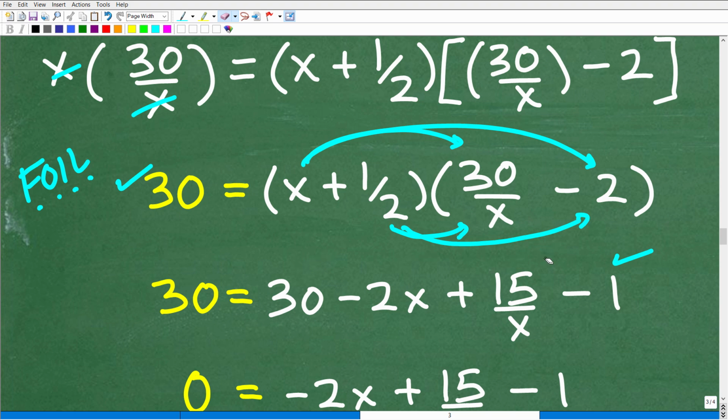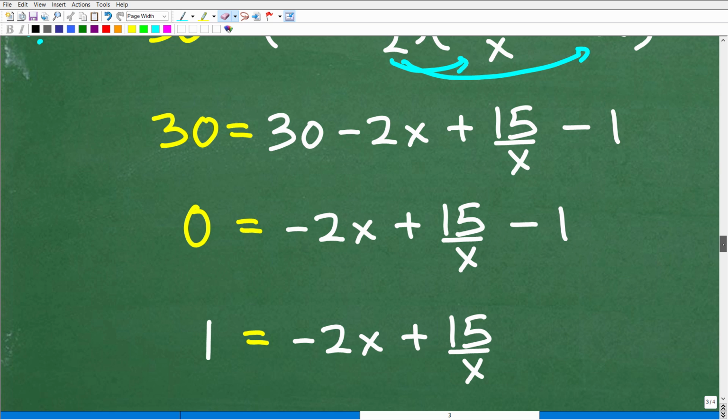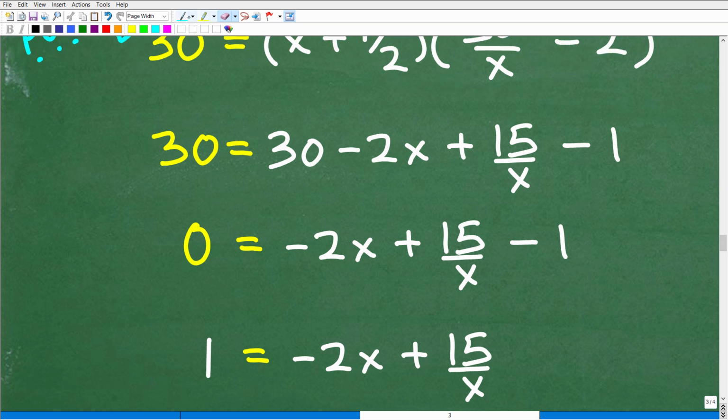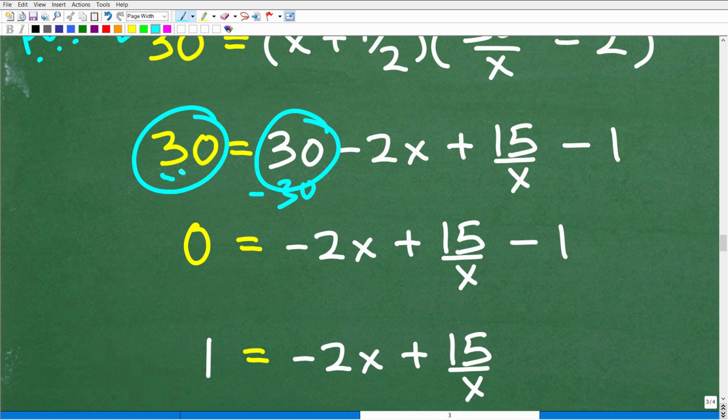So are you with me? Good. I hope you are. And if you're understanding these steps, that's outstanding. Let's go ahead and keep trucking. Okay, so now what are we going to do? Well, we're going to start cleaning this formula up, but you can just see here, we got a 30 here and a 30 here. If I subtract 30 from both sides of the equation, these 30s go away, so this is really going to be equal to 0.